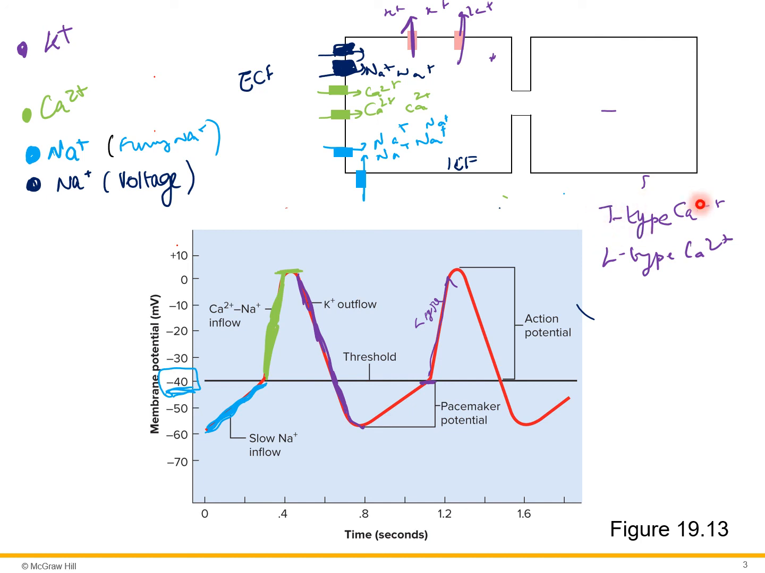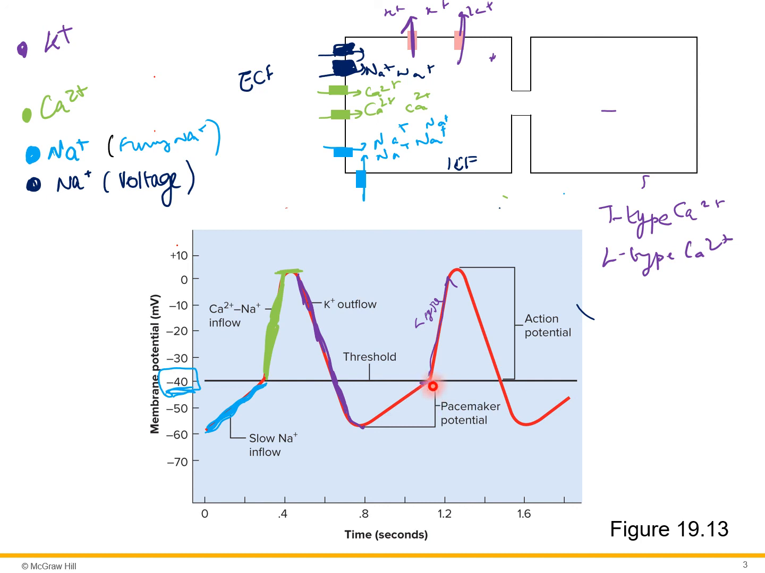So in the nodal cells and the conducting cells, you'll see a lot of T-type calcium channels because they play a very important role in kicking in the depolarization. So they open up right over here. So let's quickly see what's happening in this stage. When the cell has just repolarized, this stage is called hyperpolarization, and the funny sodium channels open up. These funny sodium channels are leaky sodium channels. So sodium slowly flows in, and the cell starts to become more positive.